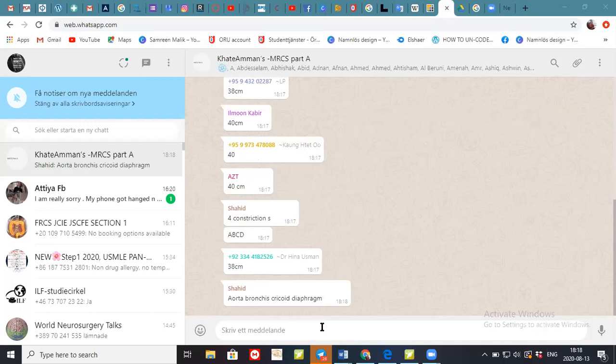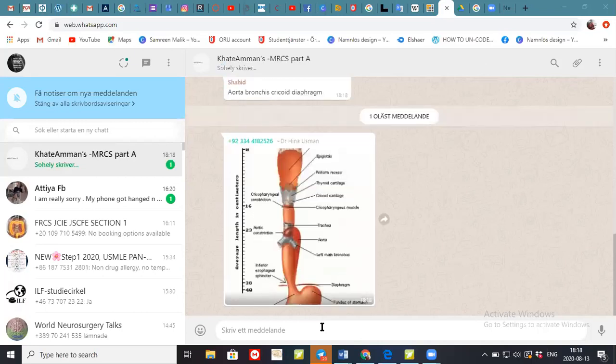Okay. What is the blood supply of esophagus? Upper 1/3 is by inferior thyroid arteries, the middle one is by descending thoracic aorta branches, and lower 1/3 is by left gastric artery. Middle is by descending thoracic aorta, and upper 1/3 is by inferior thyroid artery. Okay.